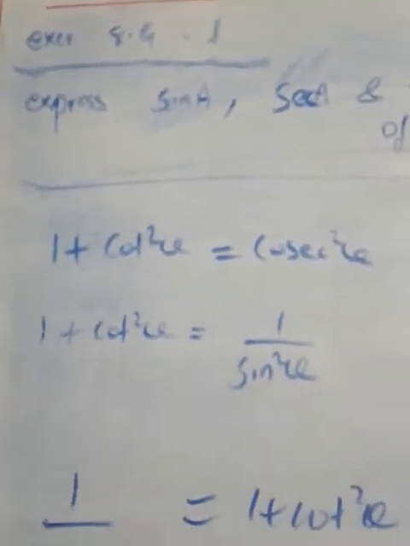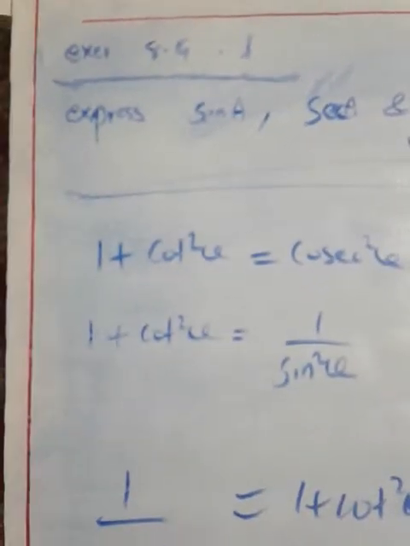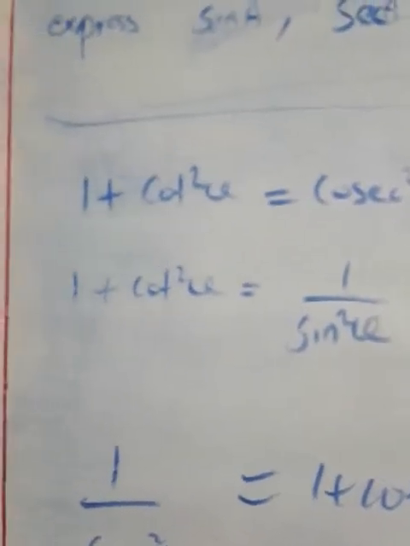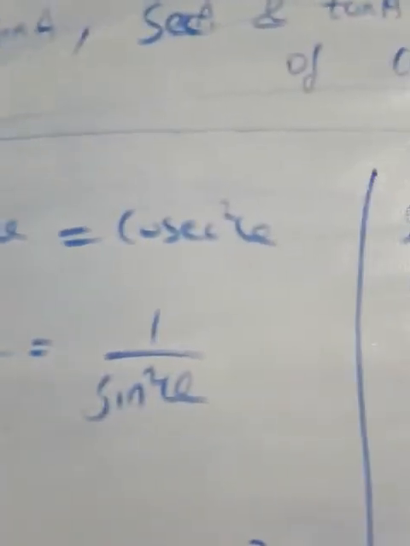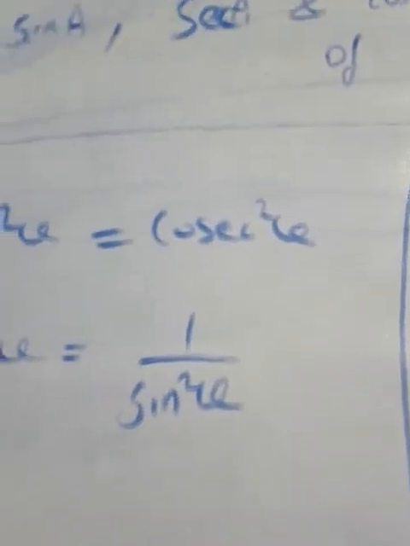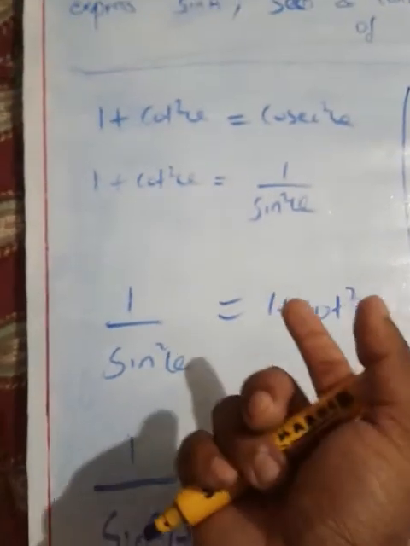My identity: 1 plus cot square theta is equal to cosec square theta, you may have understood the reason well. Cosec is nothing but the inverse of sine, so cosec square theta I can replace as 1 by sin square theta. Then I change the order.